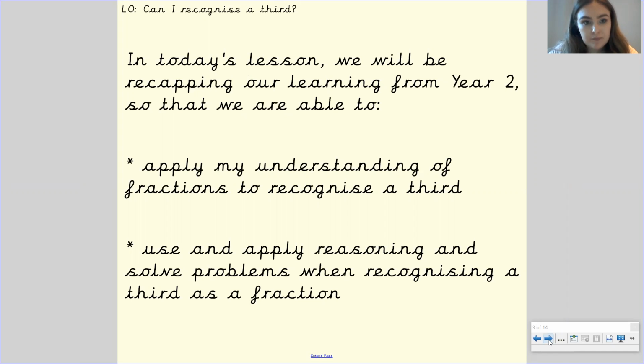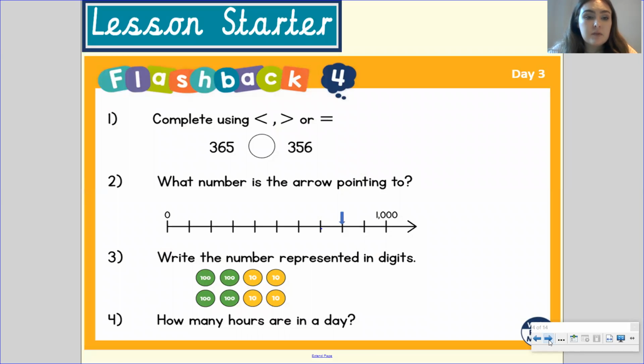as a fraction. But before we begin, please get yourself a whiteboard and a whiteboard pen and complete the 4 questions on the screen. Pause the video to do that now and press play when you're ready to go through the answers.